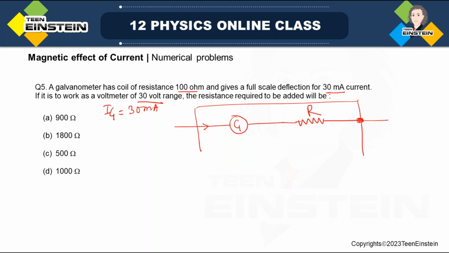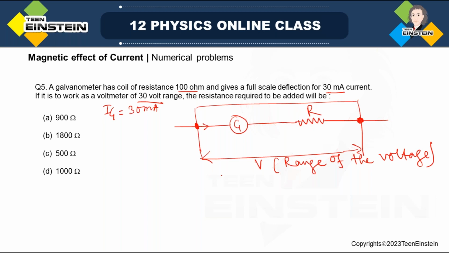So the voltage across both will be actually the range given here. Let me write this as V, and this is the range of the voltage. So you have to understand what the range of the voltage is. That is given as 30 volt.